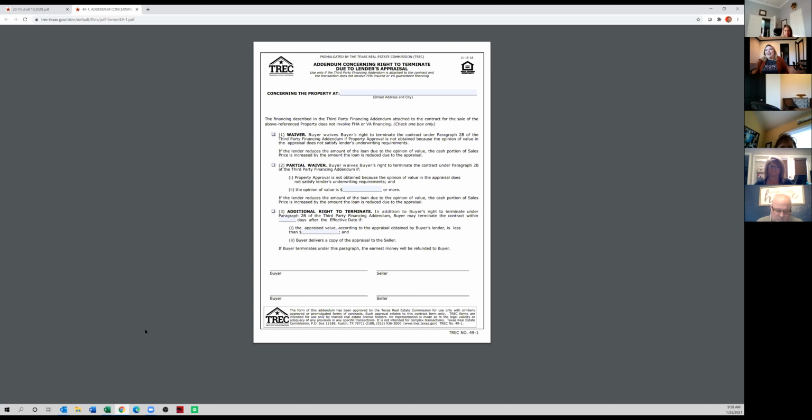All right, so this is concerning the property at... first off, let me go to the very tip top where it says use only if a third-party financing addendum is attached to the contract. So this is not for cash, okay? Because this is a lender's appraisal. By definition, this is not cash.